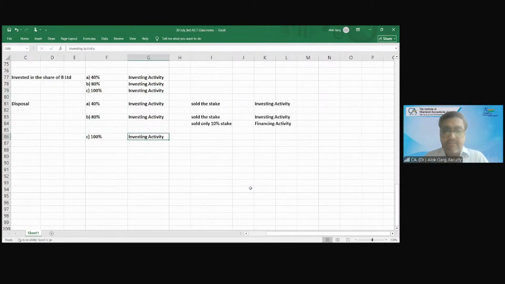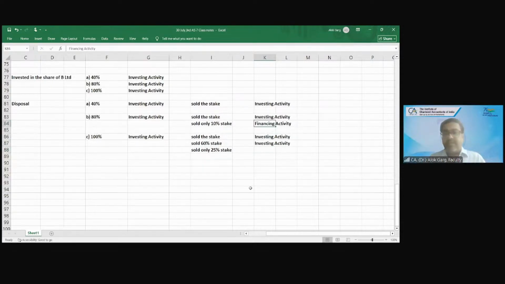100% investing activity, right? So the company sold the entire stake, for example. Then investing activity. The company sold 60% stake. Then again investing activity, right? But the company has sold only 20% stake, or let's say 25% stake. Then what is this activity?